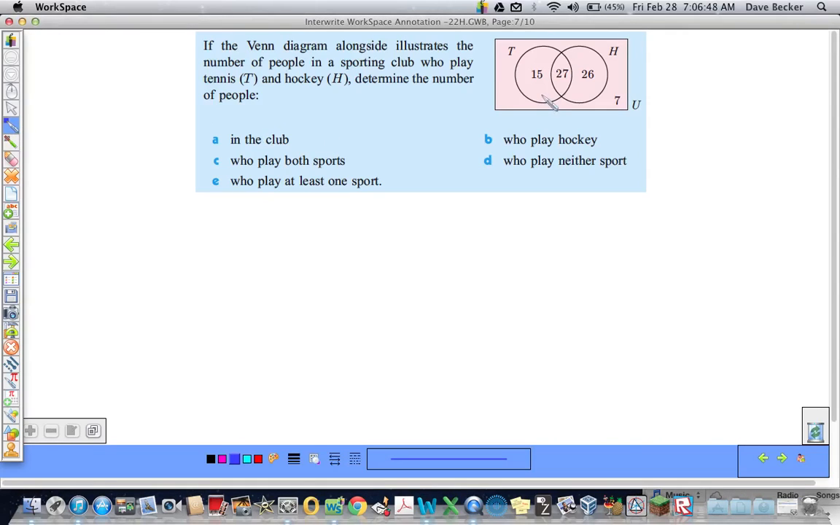Well, that's easy. We have a 15, 27, 26, and 27, so for part A, the total people in the club is everybody, and all we really know is who's playing tennis, hockey, and who's playing both. So I'm going to add up all the numbers. Don't forget those who we don't know what they're playing. Maybe they're just in the club. We add those up and we get 75 people.